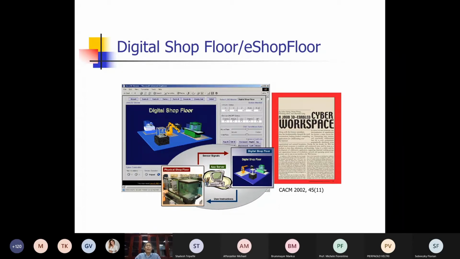That was part of the digital eShop floor project about 15, 16 years ago, and the paper was published about 20 years ago, in fact in 2002 in Communications of the ACM, and we called it the Java 3D enabled cyber shop floor. It's mostly about the digital twin, but I want to mention a little bit the agent-based technology behind it, because there is also collaboration between the digital twin and the physical twin, and of course among the different machines.